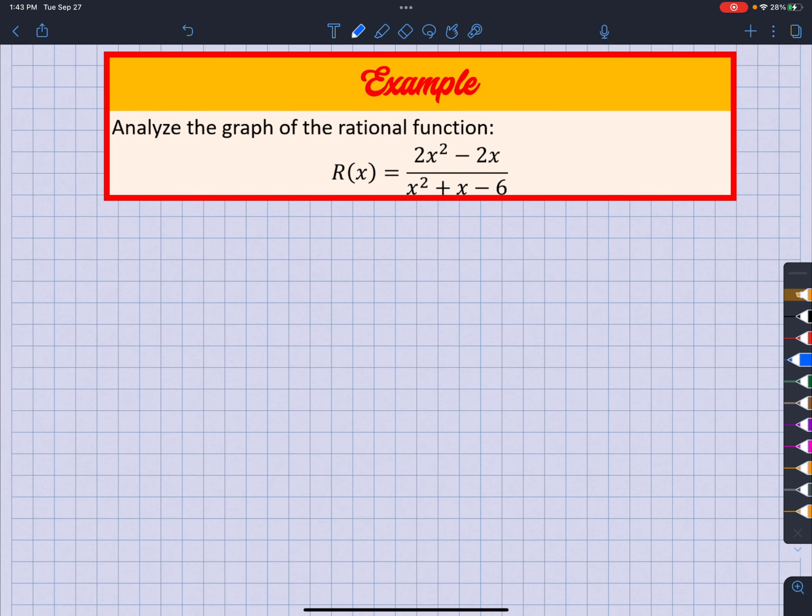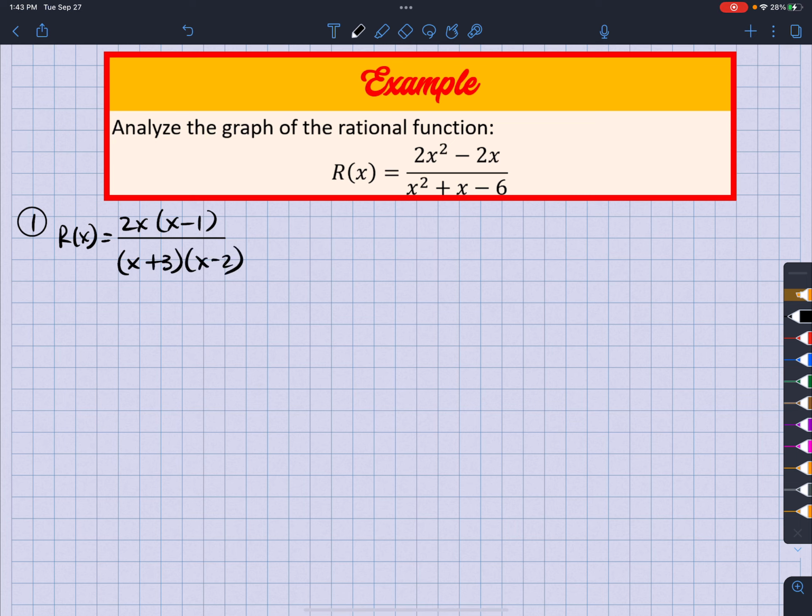All right, let's take a look. So what was step 1 again? Factor. Okay, if I factor, I see r of x is equal to, on top I have a GCF of 2x, leaving me with x minus 1. The bottom I have x plus 3 and x minus 2. Okay, so it's factored. So now step 2, domain.